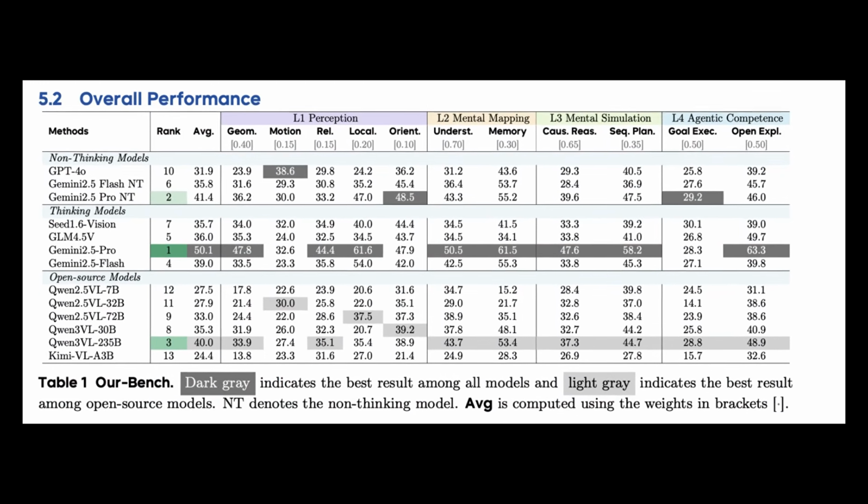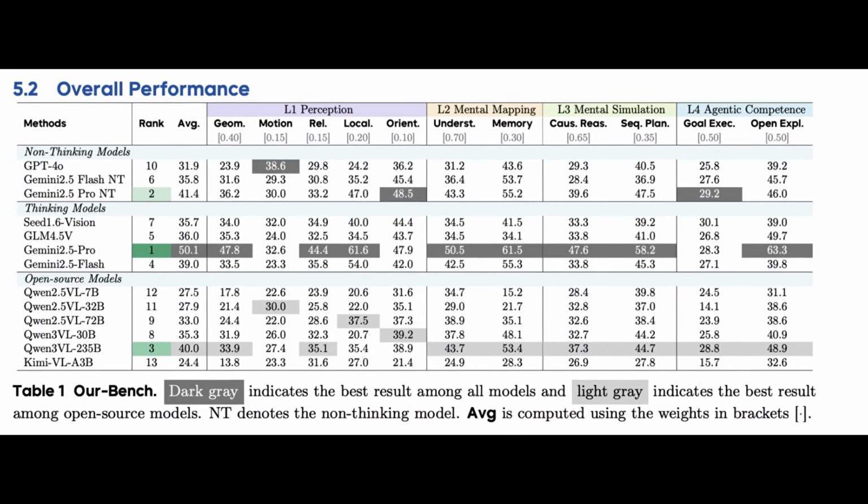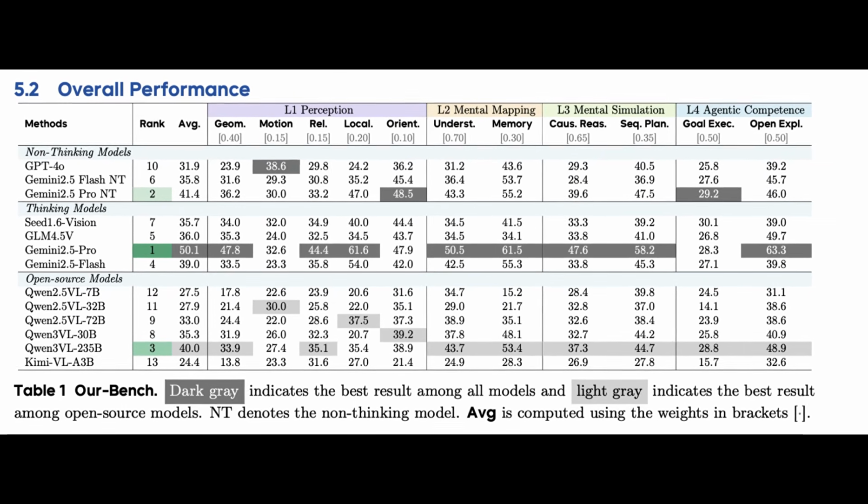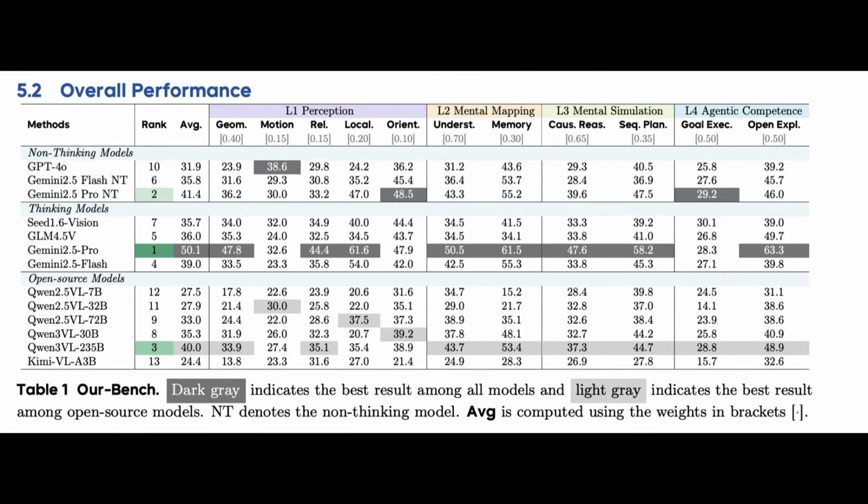Dark gray highlights the best performing result across all models, while light gray marks the best result among open source models. Looking at the overall results on SpatialTree bench, Gemini 2.5 Pro leads all models with a top score of 50.1. Among open source models, Qwen 3 VL235B takes the lead, achieving an average score of 40.0.